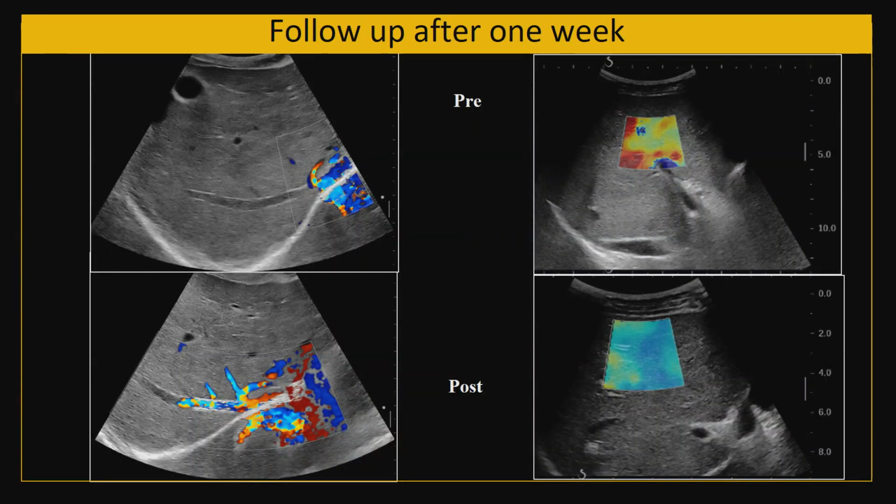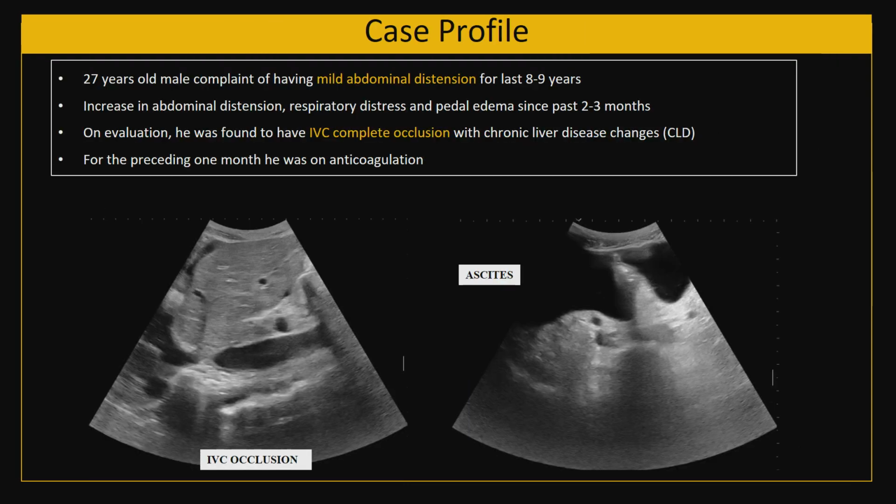And this is the follow-up ultrasound. We can see previously this hepatic vein was not filling with Doppler flow. Now it has started filling. In the elastography image, previously it was showing red and yellow color, which showed increased congestion, and now it is relieved and it is showing blue color of normal liver stiffness.